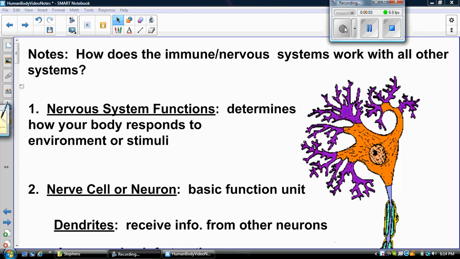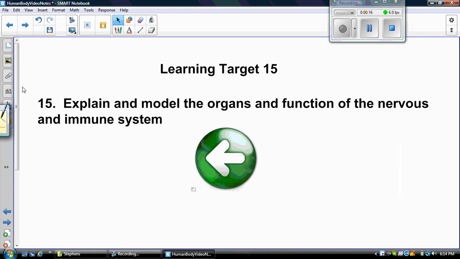Okay, the last two systems that we are going to go over are the immune and nervous systems. So our essential question is, how do the immune and nervous systems work with all other systems? Our learning target is target 15: explain and model the organs and functions of the nervous and immune system.